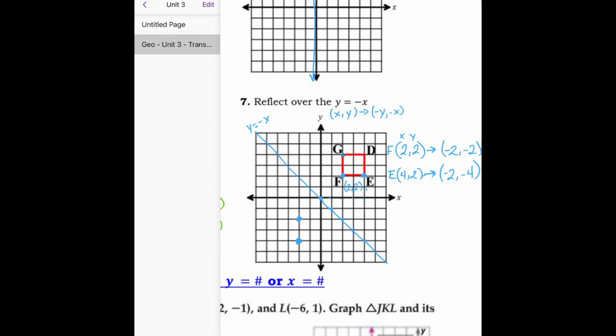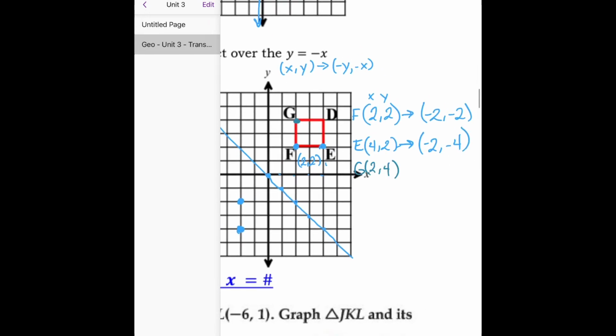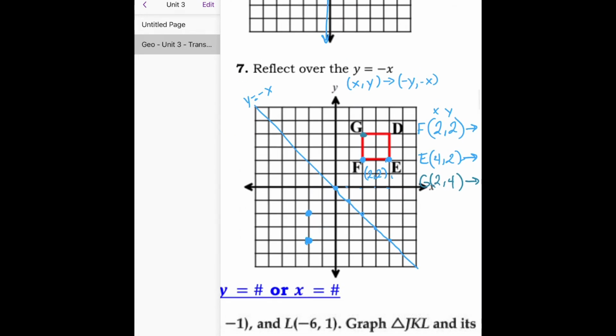Next, let's do G. G is at 2, 4. Let me just double check that. 1, 2, 1, 2, 3, 4. Yep. Now, again, switch the places and then switch the signs. -4 comma -2. -4, -2, right there.